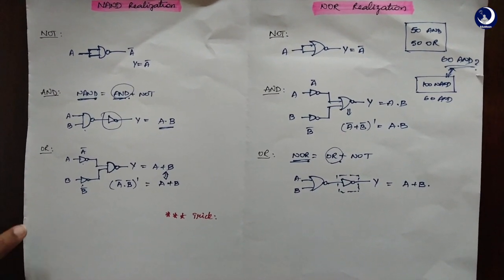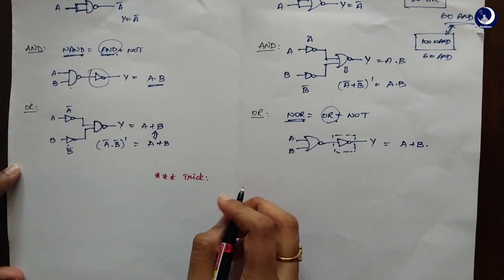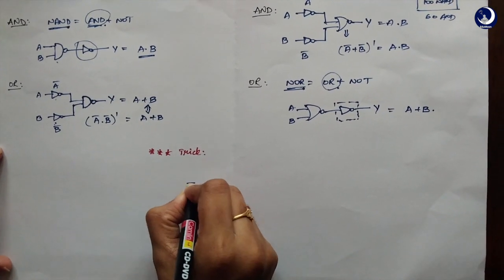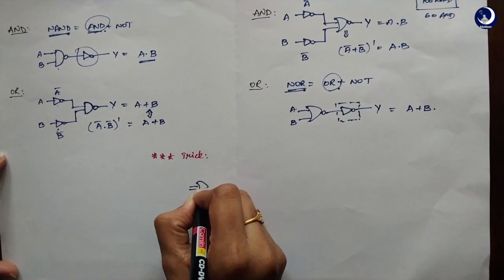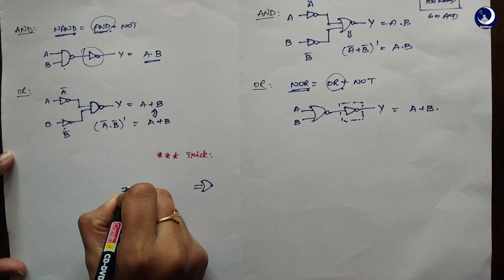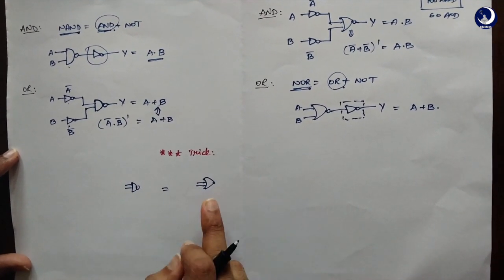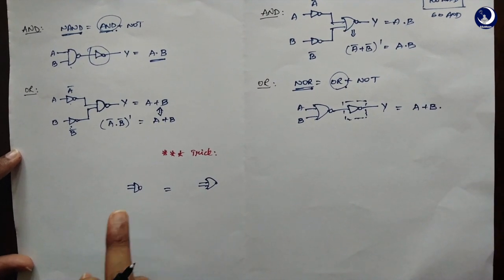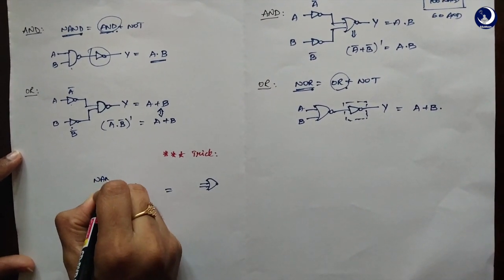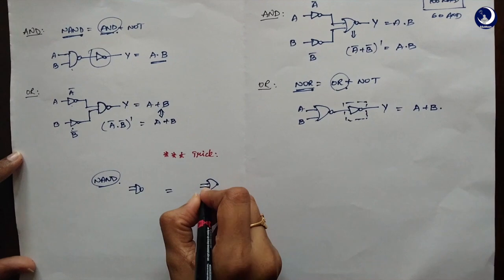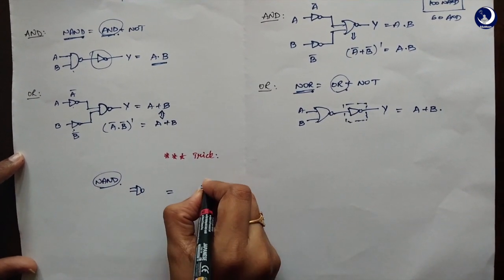It's not actually so tricky. I'll just give you a small trick here. One second, let me draw this. Now, if there is an OR gate in your circuitry, how do you convert it to a NAND gate? This is for the NAND case. How do you convert that? Just place two bubbles here.